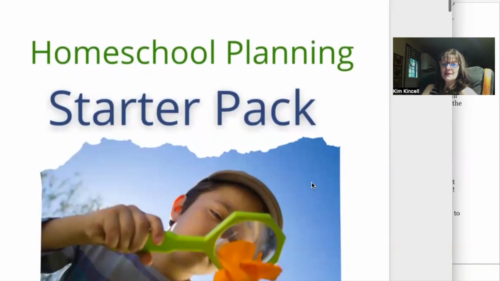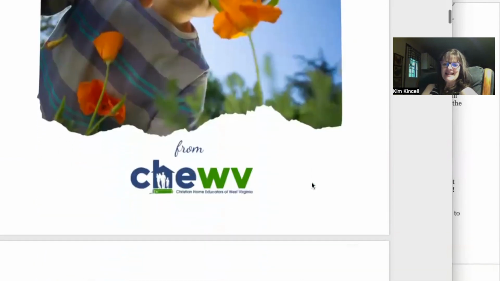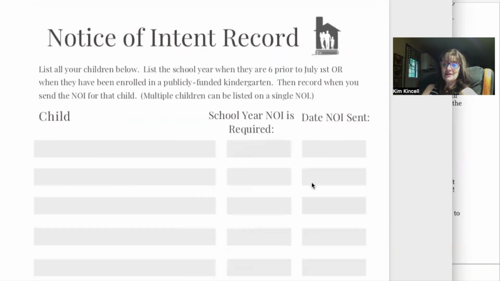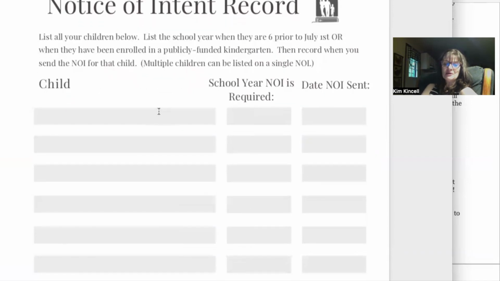Here we are with the Homeschool Planning Starter Pack from day one, and we're going to move right down to the Notice of Intent record, which is one of my favorite resources. It just helps you keep track of whether you're following the law for each of your children. So here you would list the names of all your children and then figure out the school year that the Notice of Intent is required. We talked about that in the previous video.